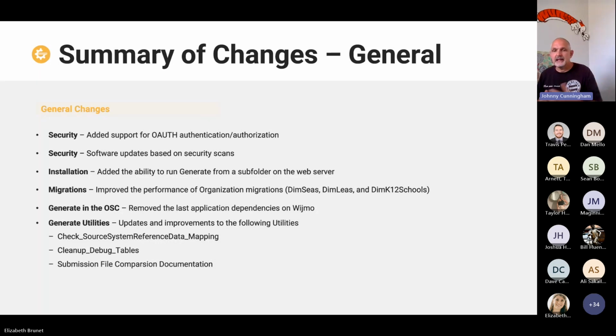And then generally speaking, for migrations, we improved the performance of all of the organization level migrations. So what migrates to DIM SEAs, DIM LEAs, DIM K-12 schools. And then we had talked about this over the last, I think, two releases. We used a JavaScript library called Wijmo, and we are looking to release Generate into the open source, and we couldn't with that library in place. So we have been slowly removing our dependence on it. I think that is now completely removed.